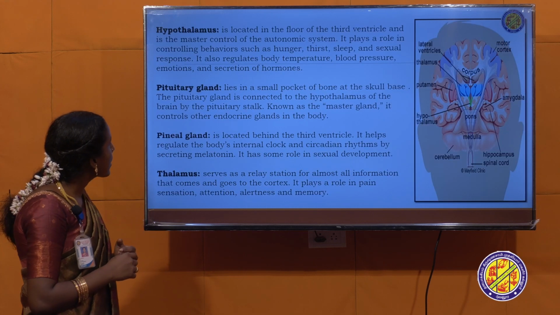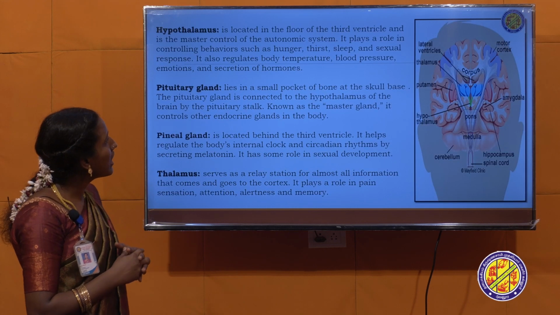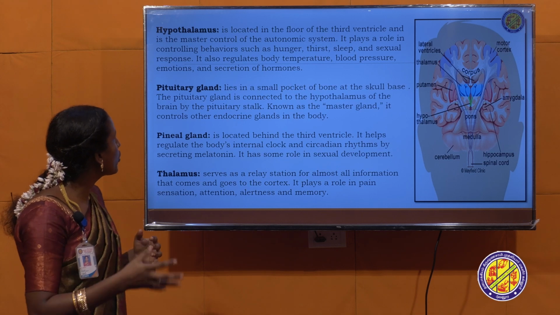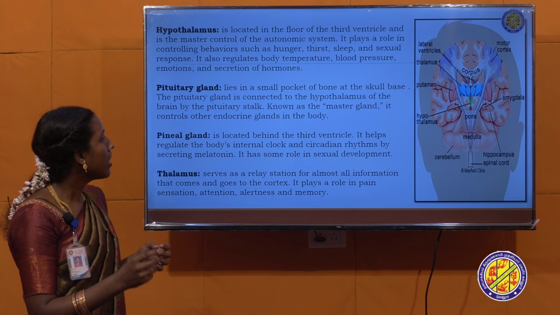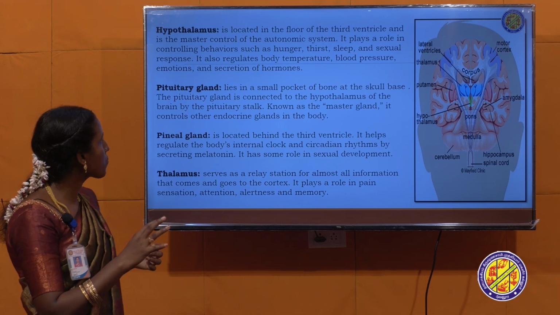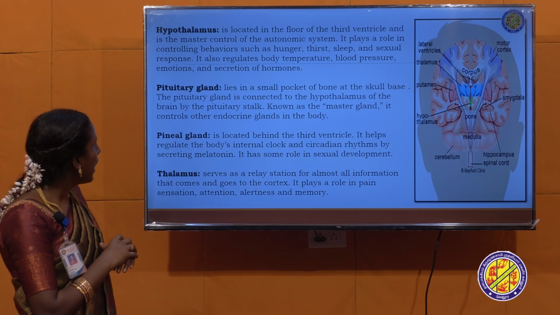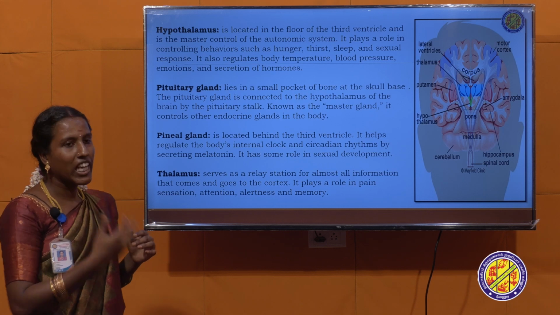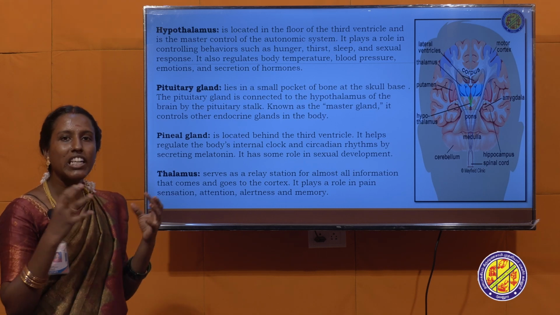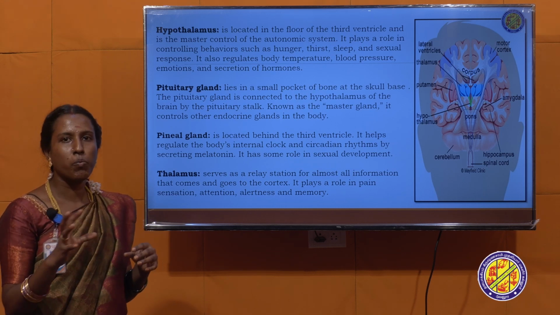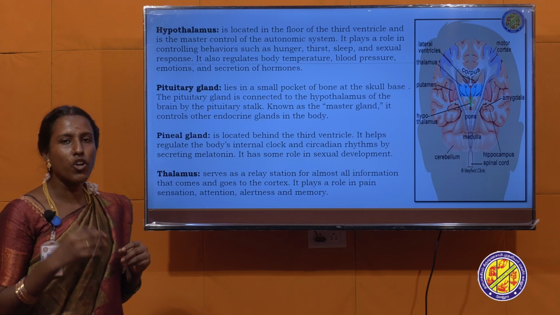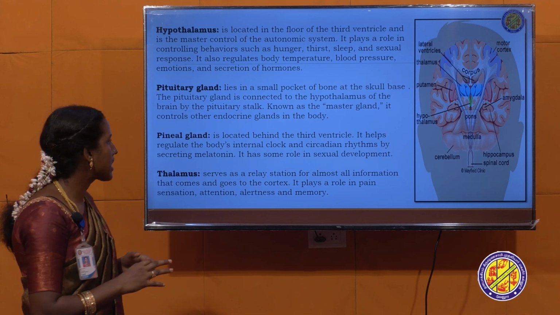Okay, next is the hypothalamus. The hypothalamus surrounds the third ventricle and it helps to control behavior, hunger, thirst, sleep, sexual response, everything. Next is the pituitary gland. It helps to connect to the hypothalamus. We can say it is also the master gland because it has a lot of responsibilities in our body.